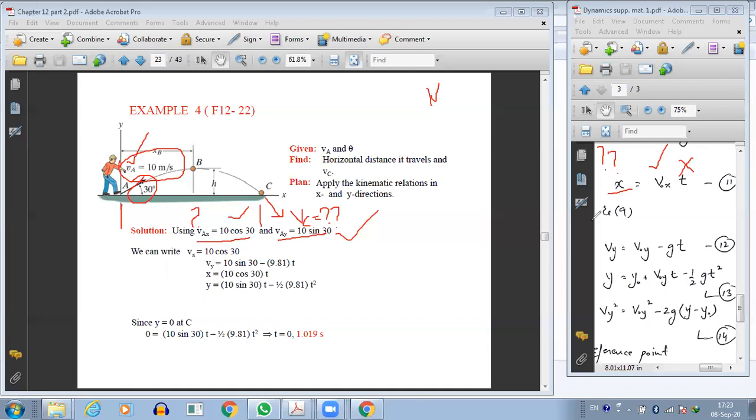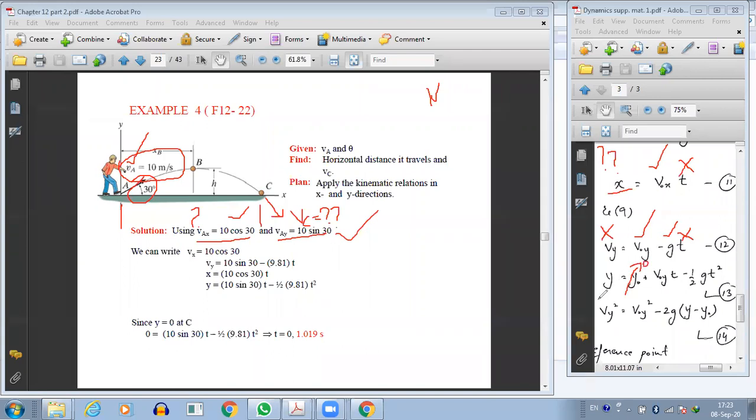Okay, so now let's apply for the y direction. For the y direction, we can apply this equation. Do we know the final velocity? No, the final velocity in y direction we don't know. Do we know initial velocity in y direction? Yes, we know. Do we know g? Yes, we know. Do we know time? No, we don't know time. Okay, let's see equation 13. Why not? We can put it as 0. This we can put it as 0.